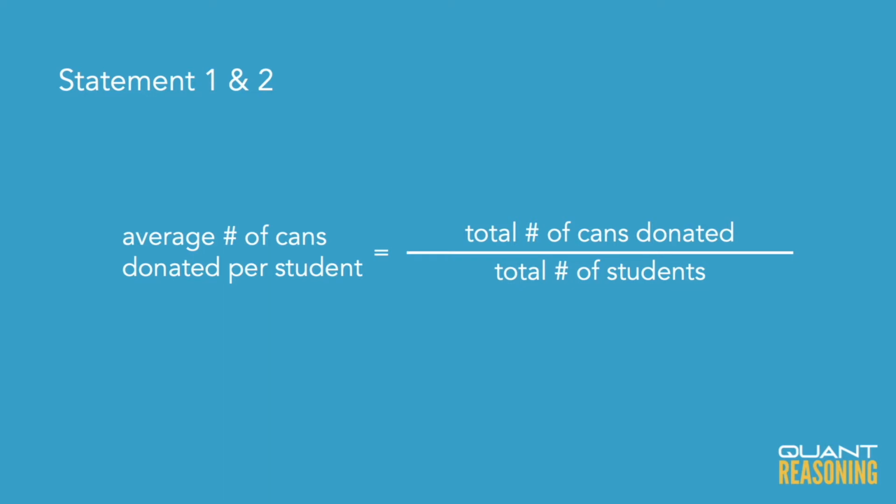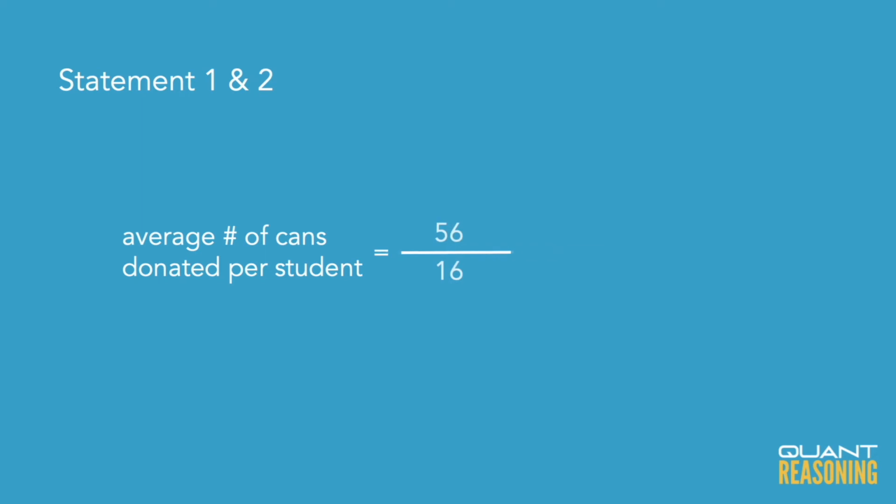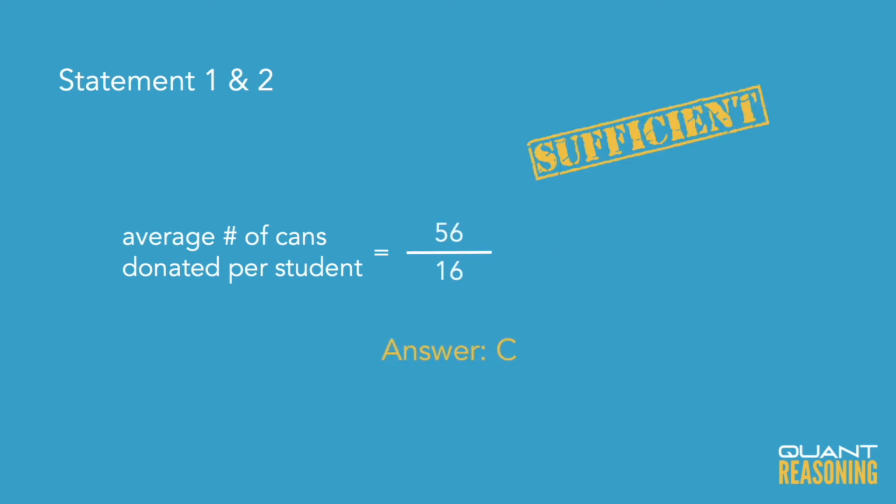Well, what happens if we combine these statements? So we know the total number of cans donated. We also know that that's 40 more than the number of students. Well, then we can figure out how many students there are. We don't actually have to because it's data sufficiency, but just for fun, 56 minus 40, there must be 16 students.